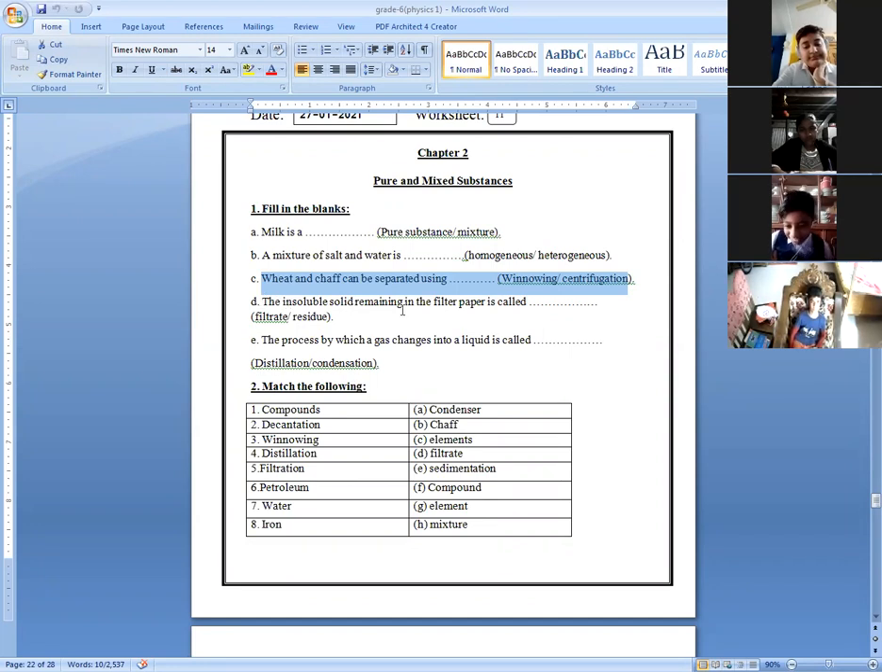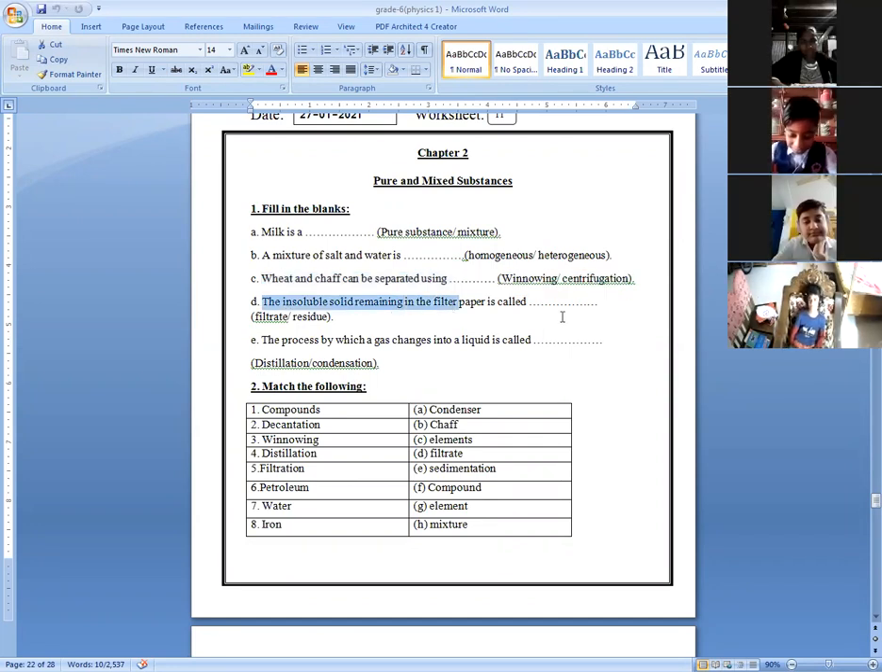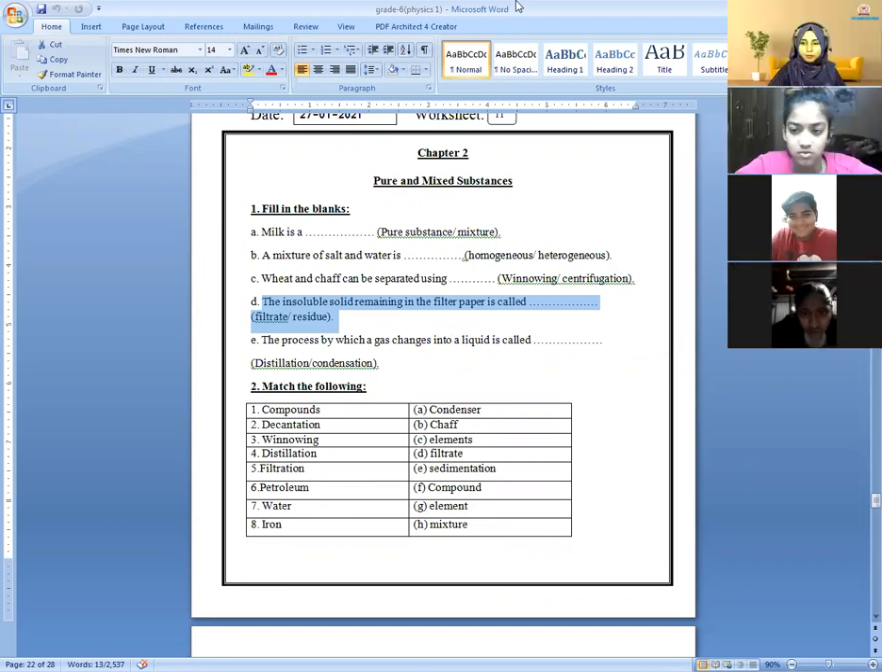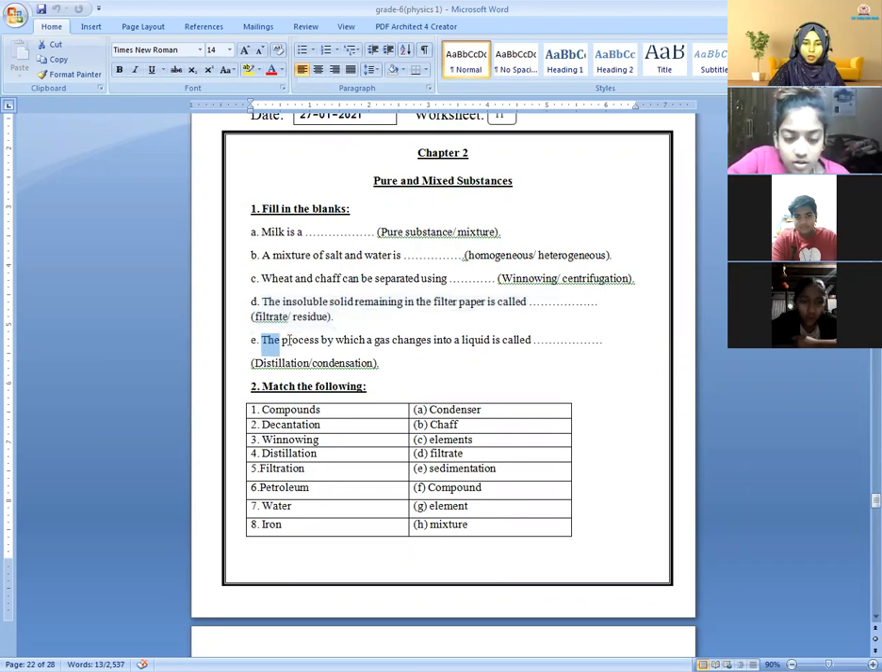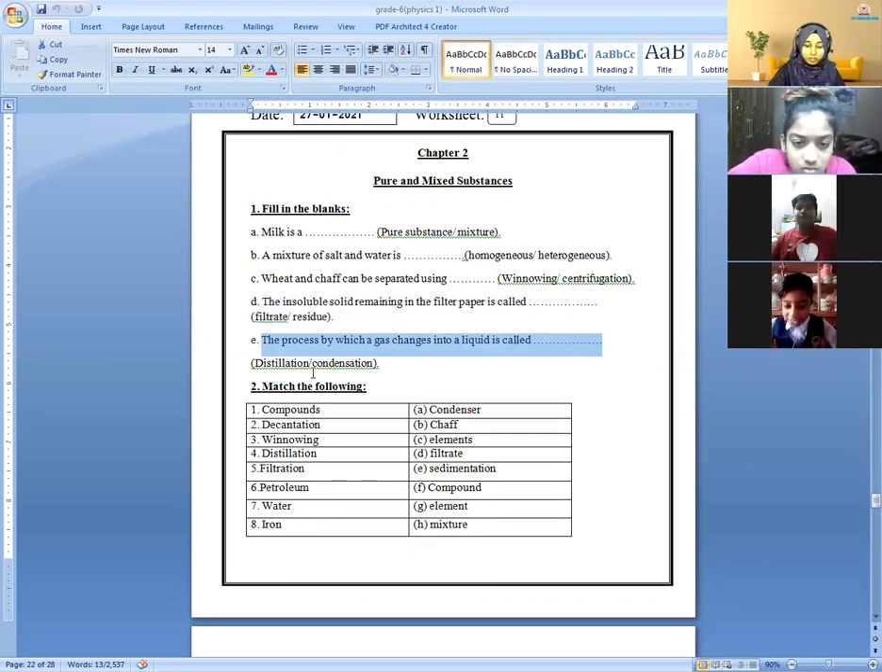Number D, the insoluble solid remaining in the filter paper is called what? Filtrate or residue? Exactly. The correct answer is residue. That's number E, the process by which a gas changes into a liquid is called what? Condensation. Exactly. Condensation.